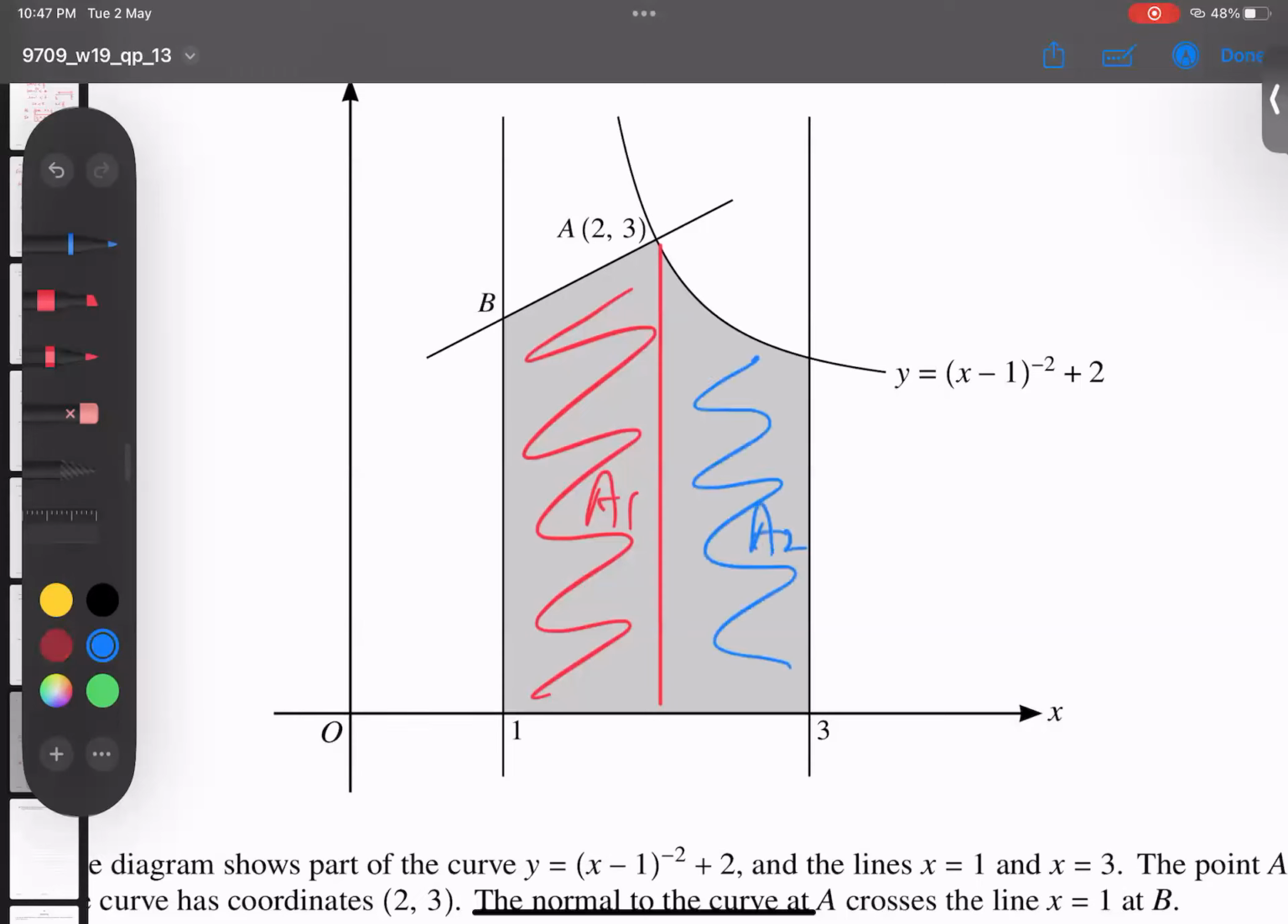A2. So for A1, what is this x value, students? This x value is 2. So it means 1 to 2, if you integrate this line, look, it is the area under the normal equation. 1 to 2 integration, I will get the red area. How to get the blue area? If I integrate this curve equation from 2 to 3, I get it. But I have to find the volume. So you know the volume technique.